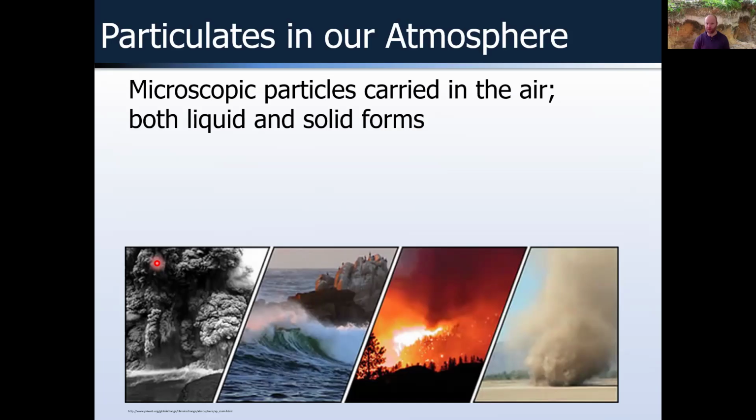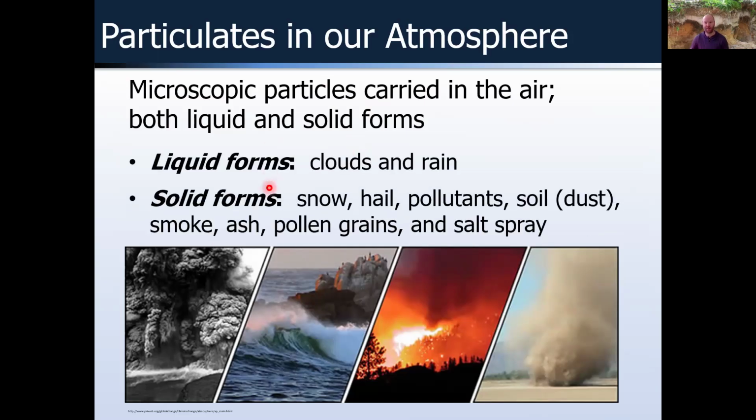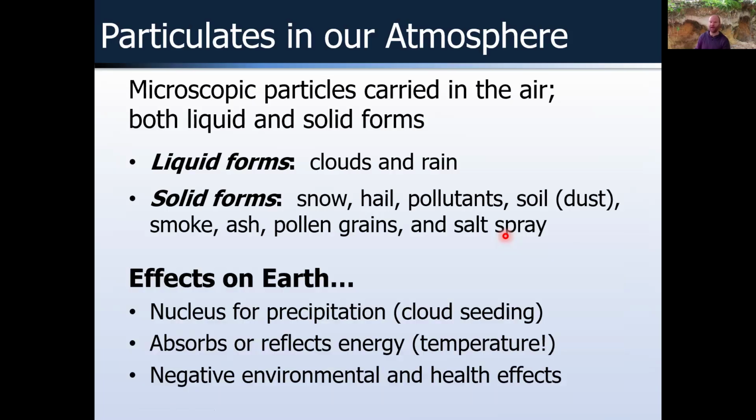microscopic particles, particulates that are carried in the air. So a particulate is a microscopic particle that's in our air, and it can take both liquid and solid forms. So examples of that include liquid forms like clouds and rain, and then solid forms, snow or hail, pollutants, spray, soil dust, smoke, ash, pollen grains, salt spray, as I meant to say before. So these are all literally microscopic particles within our atmosphere.